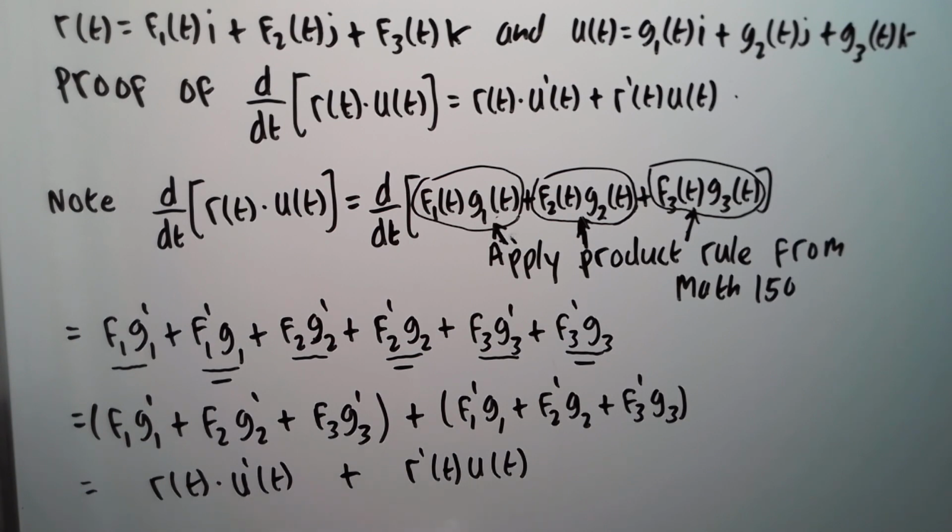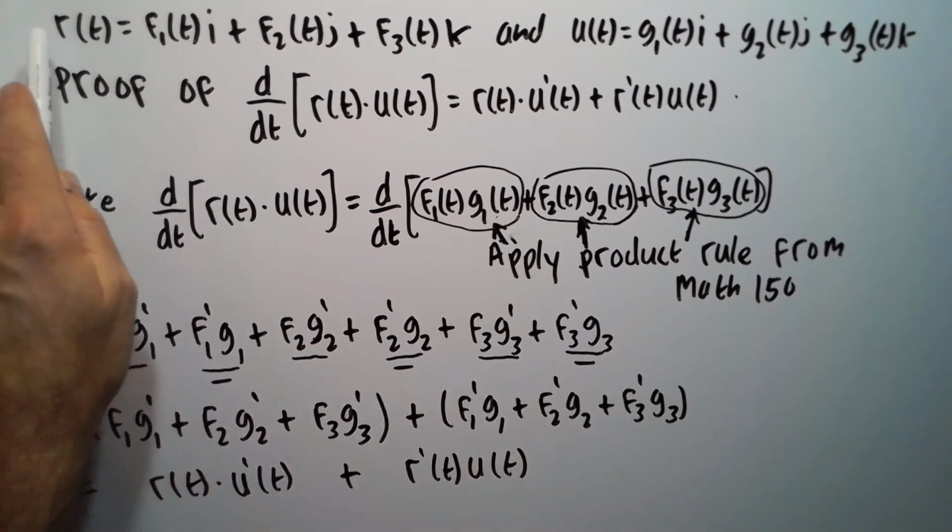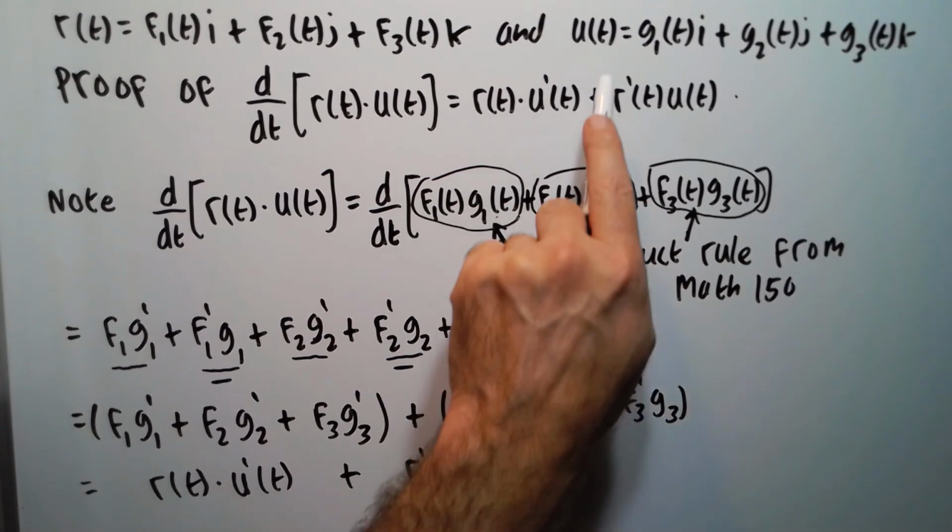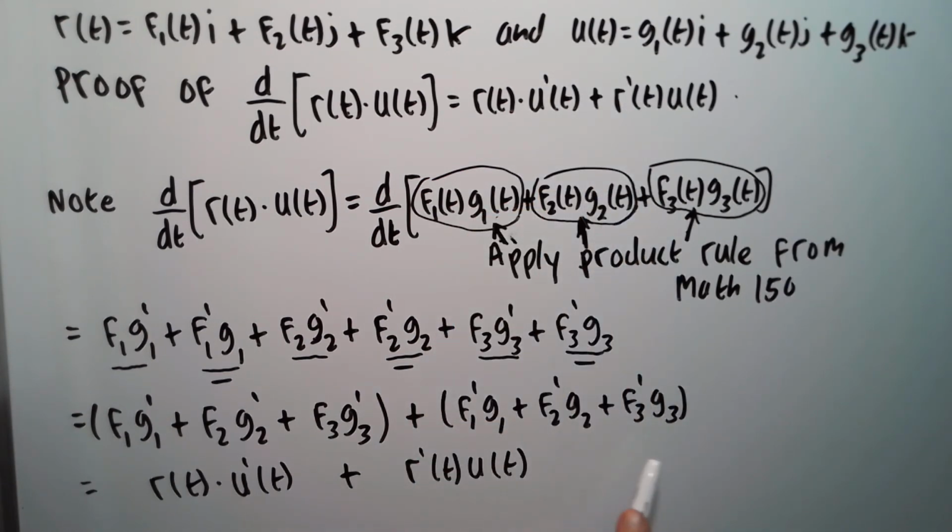So we get this, and that's what we're trying to show. Again, this one over here would be f1 prime, f2 prime, f3 prime. That's going to be r prime. And then you have your u, which is g1, g2, g3, and you're dotting them. So it'll be r prime dotted with u. So we're done with the proof of this. Okay, now let's look at the proof of property 7.